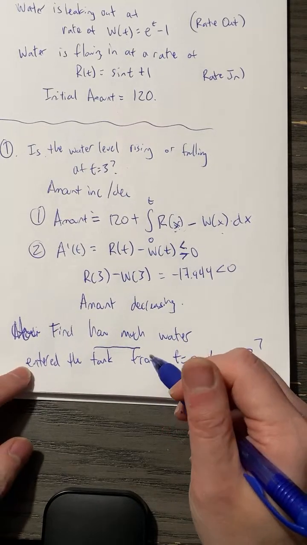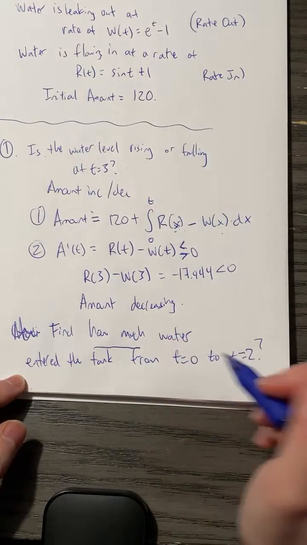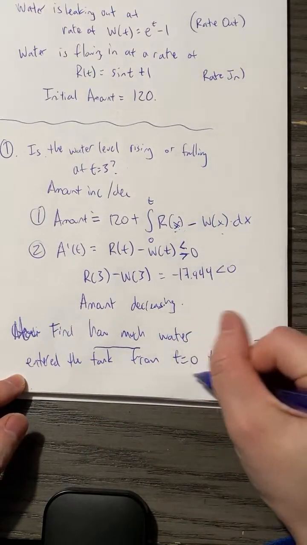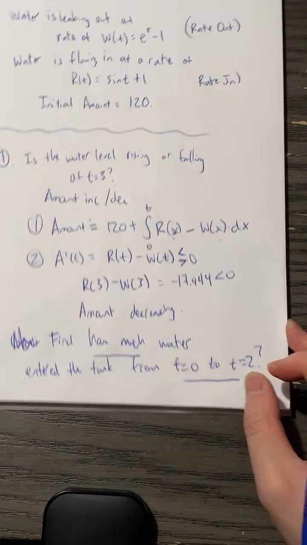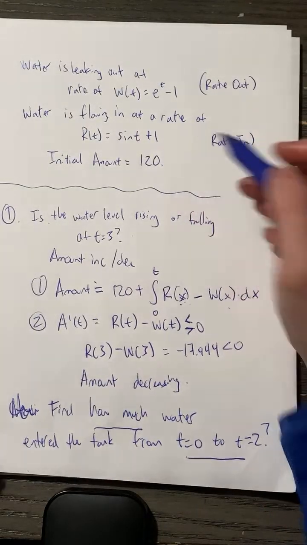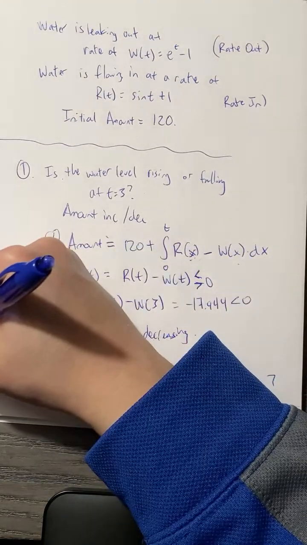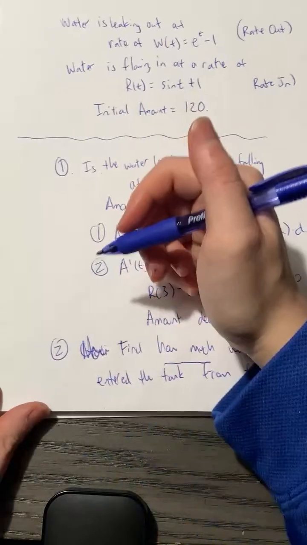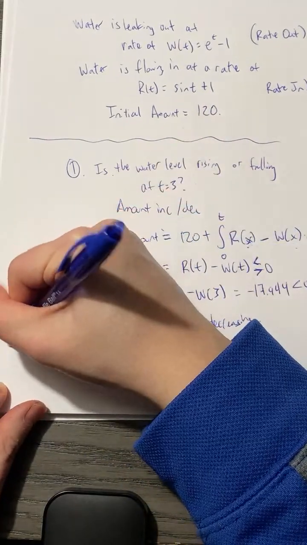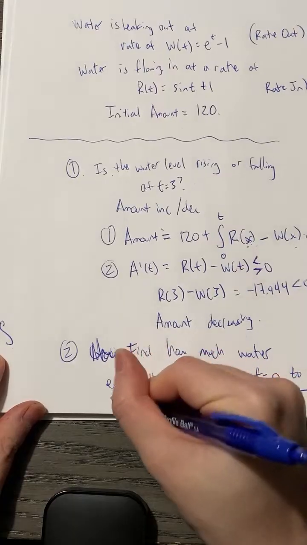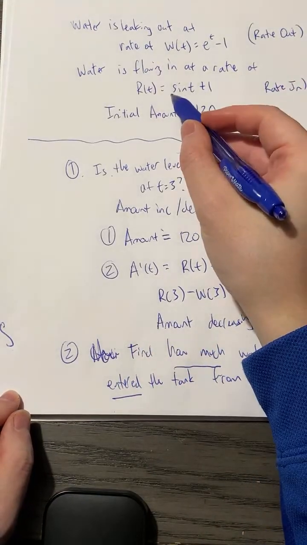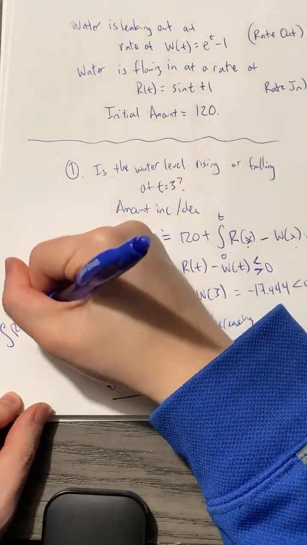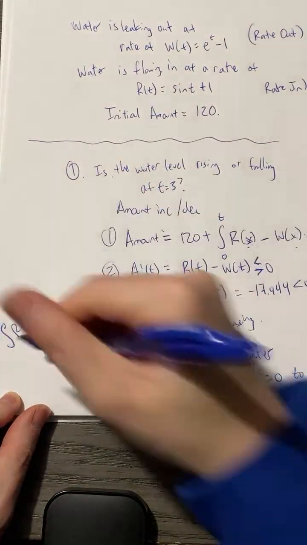This is over a time period if you can't recognize it, because it's how much water entered the tank from t is equal to 0 to 2. So when you have this amount over a time period, remember that you don't add the initial condition of 120. So I'm just going to start with this answer. All it is is the integral. It's going to be the integral of just rate in, because we want to see how much water entered. And the rate in is this guy right here, r of t. And then you just put the time period, 0 to 2.